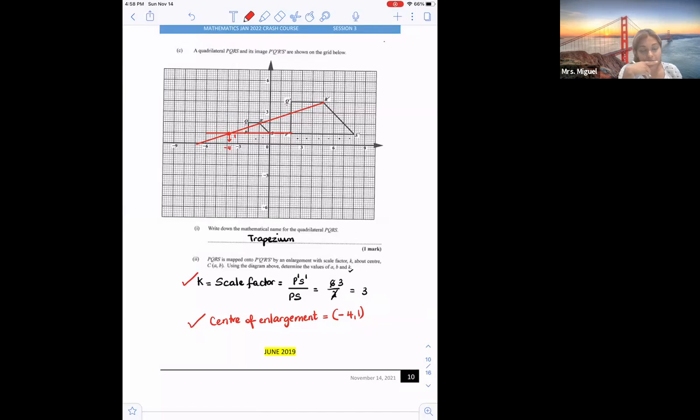And what I would like you to do is, when you get some time, take some graph paper and draw these diagrams exactly how they have it here. And you work out the center of enlargement and the scale factor, because in each question, we are aiming for at least 4 to 5 marks. All right?